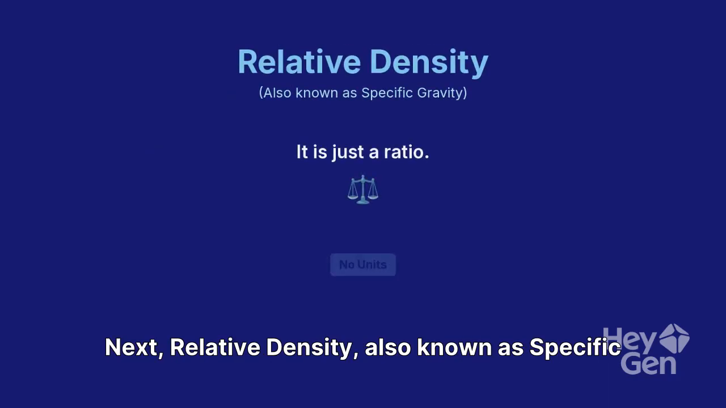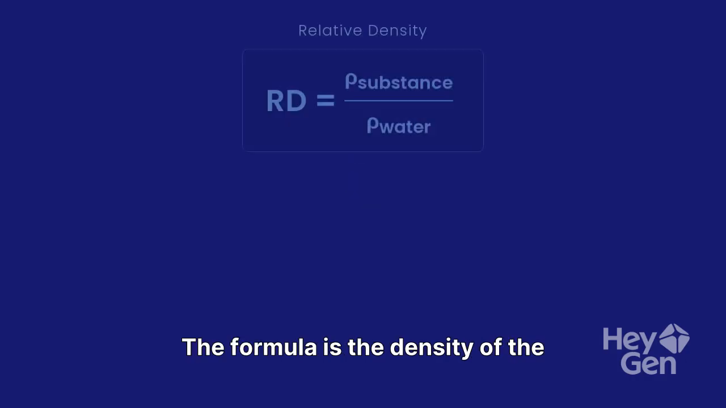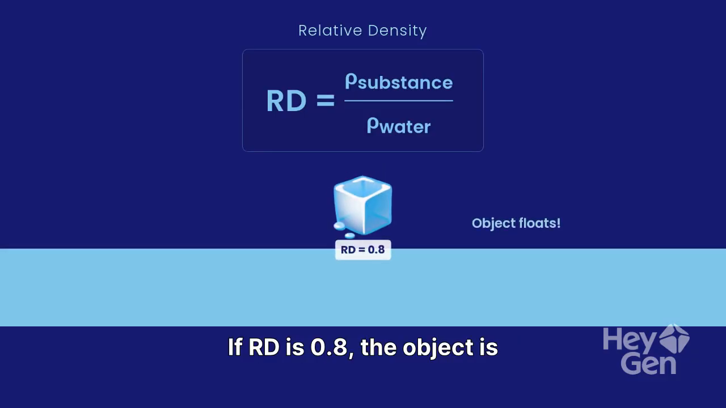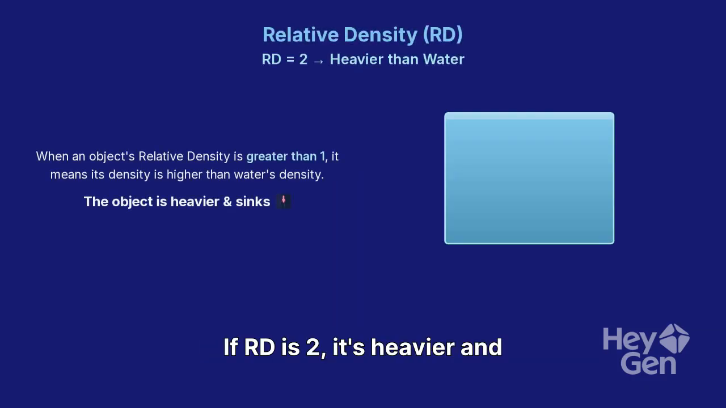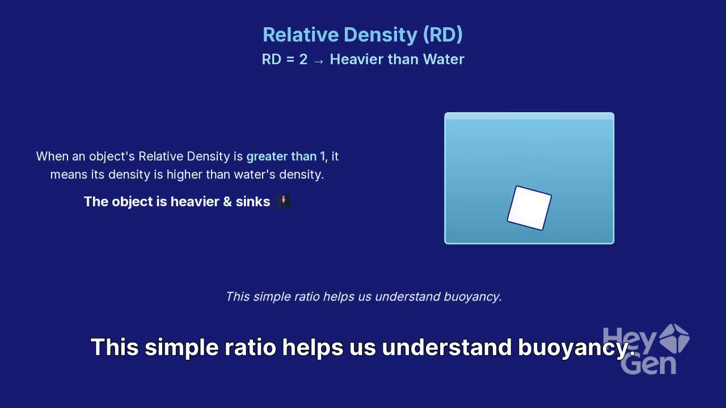Next, relative density, also known as specific gravity. It has no units, as it is just a ratio. The formula is the density of the substance divided by the density of water. If RD is 0.8, the object is lighter than water and floats. If RD is 2, it's heavier and sinks. This simple ratio helps us understand buoyancy.